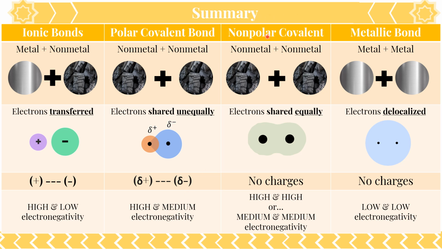The nonpolar covalent bond happens when electrons are shared equally. There are no charges, no partial charges, because both atoms get even turns with the electrons. One isn't more negative than the other. So this can happen between two high electronegativity nonmetals or two medium-ish electronegativity nonmetals. Last piece here, the metallic bond happens between two metals. Electrons are delocalized, spread out in a wide area. There are no charges to speak of, and this happens between two low electronegativity atoms. Neither one has a very strong pull for electrons, so they can flow freely in this sea of electrons, if you will.